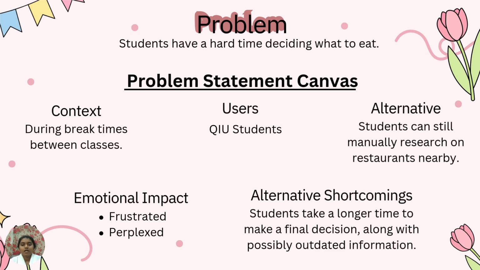And the alternatives are students can still manually research on restaurants nearby, and the emotional impact when they feel that they could not find anything to eat is frustrated and perplexed. And the alternative shortcomings is students take a longer time to make a final decision along with possibly outdated information.